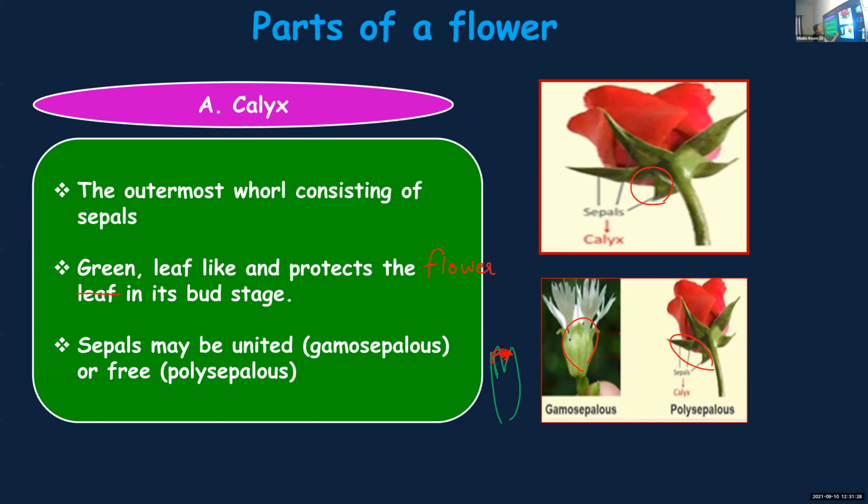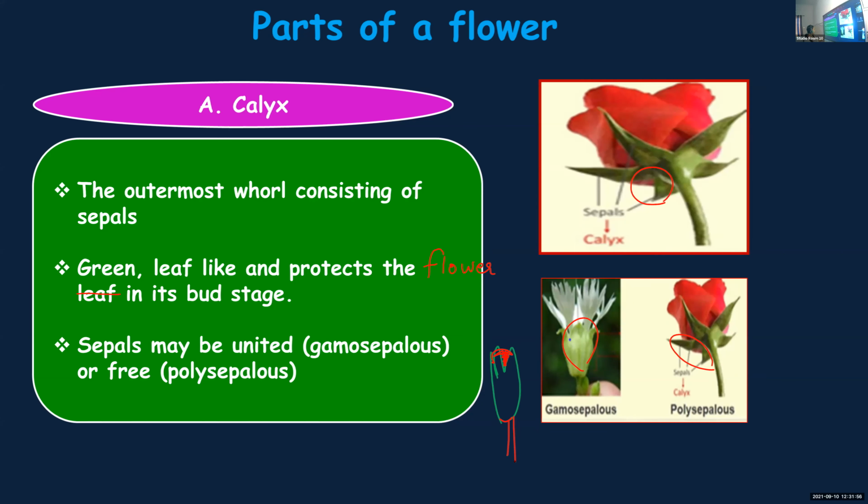When the flower is in the bud stage, you might have seen it will be completely enclosed by the sepals, because the bud will be small and it will be fully covered. Rose buds and all you might have seen. As the flower blooms, the sepals will come down to the base. Before it blooms, it will be completely enclosed by these sepals and it provides protection to the growing bud or growing flower.